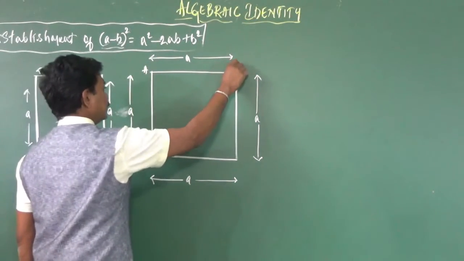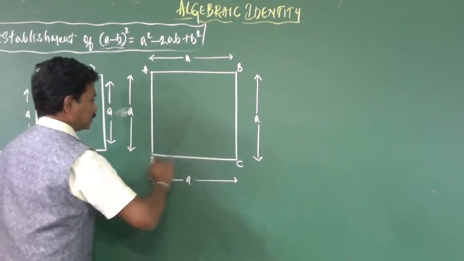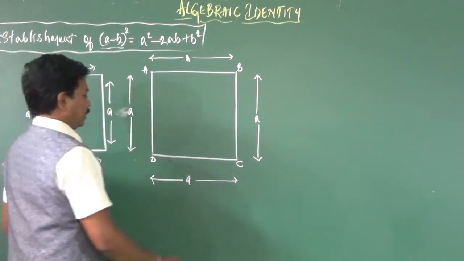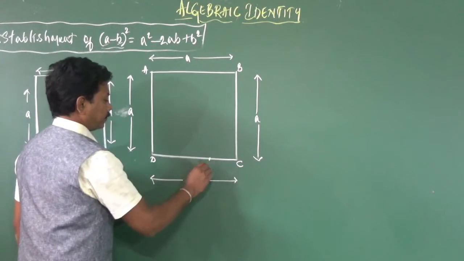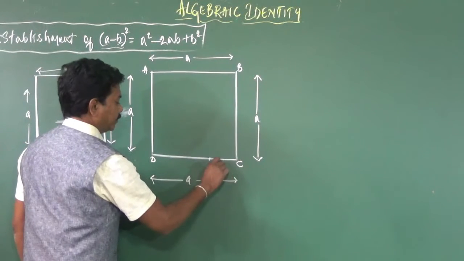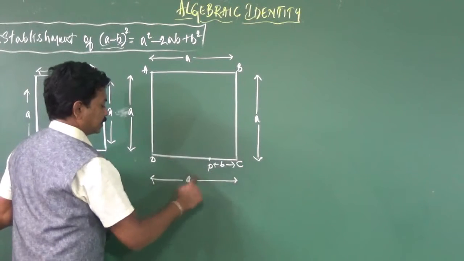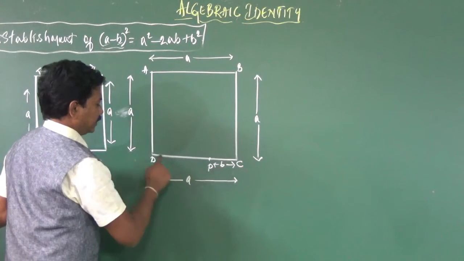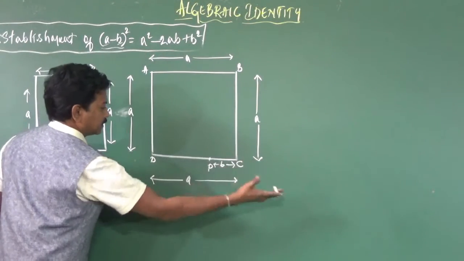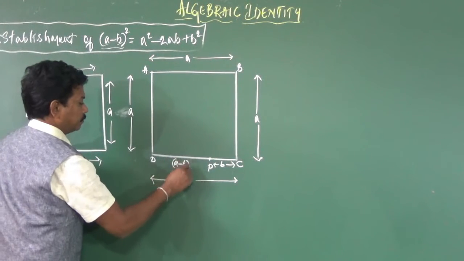So let us name the square. Let it be ABCD. Now what is the area of this square? Very simple, side into side, that is a square is the area of this square. Now let us mark a point P on DC such that PC will be equal to b. So now DC is a units, PC is b units, then what will be the length of DP? It will be this length minus this length, that is a minus b. So this length will be a minus b.